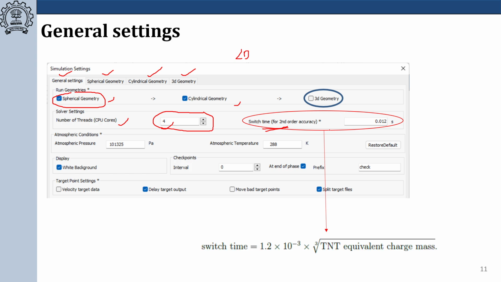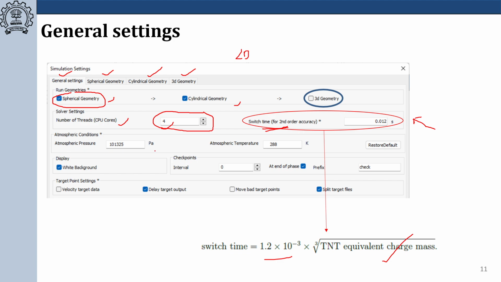ProSAir recommends a relationship: switch time is equal to 1.2 times 10 to the power minus 3 times the cube root of your equivalent TNT mass. So if you are taking 1000 kgs, then 1.2 times 10 to the power minus 3 times the cube root of 1000. That would be the switch time you have to input here. So be careful with the mass, and based on that only you should set the switch time.